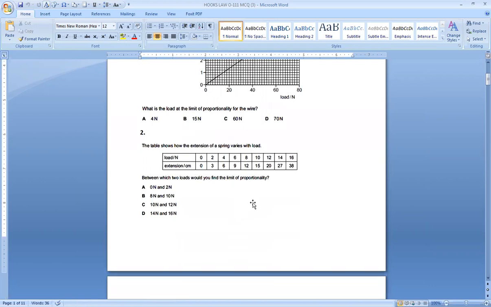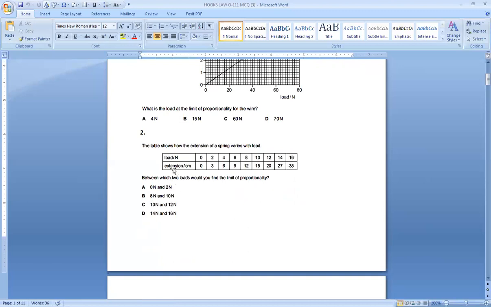Number 2, the table shows how the extension of the spring varies with the load. Between which two loads would you find the limit of proportionality? Remember, load and extension are directly proportional. There will be constant changes in load and extension. If you look at the first row, there is a change of 2: 0 to 2, 2 to 4, 4 to 6, 6 to 8. So all the changes are constant.